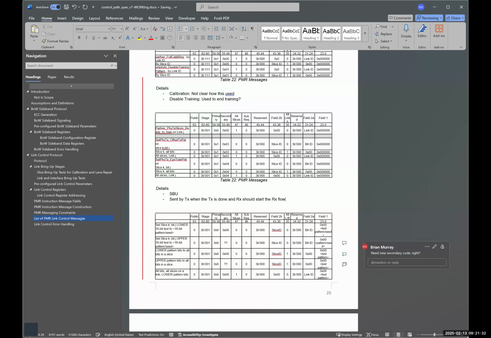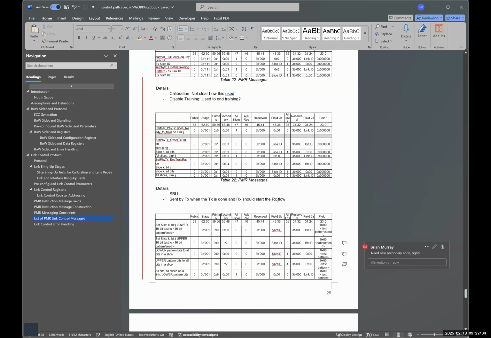Okay, so let me get this straight. We move into SBU, right? The RX side just goes into a wait state, waiting for the TX side to do its side. The TX side then sends a PMR saying, I'm done calibrating the TX side, you can go. And the RX side then goes, okay, and starts loading patterns into the TX so we can do the RX training. Correct. Okay, all right, that makes sense.